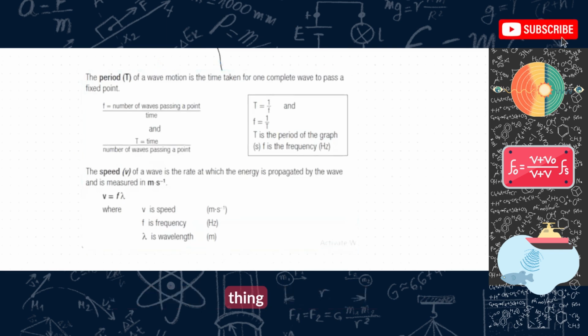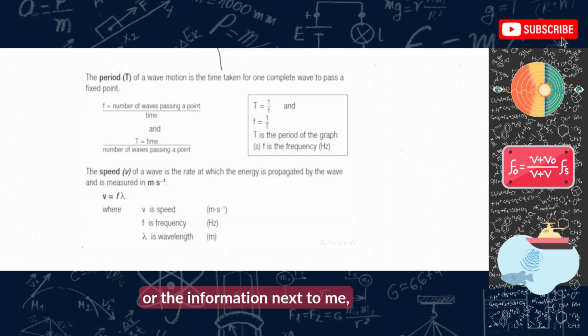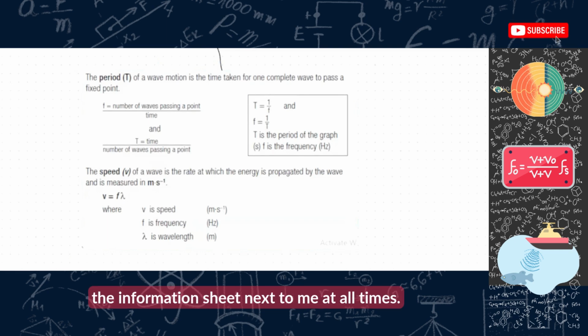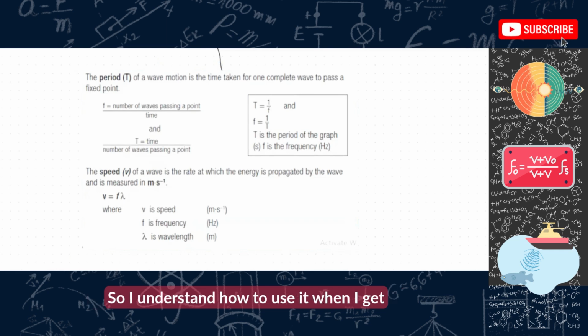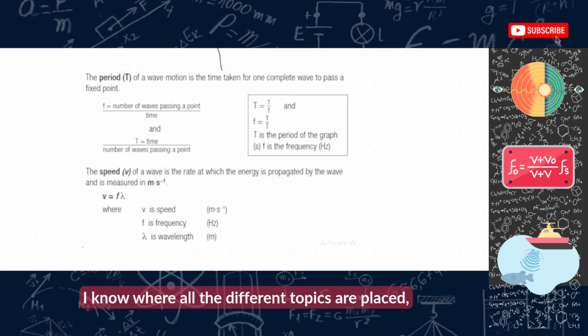My number one thing to do when I'm studying is always have my periodic table or the information sheet next to me at all times. So I understand how to use it when I get into my exams. I know where all the different topics are placed, and I know how to use each and every equation on my formula sheet.